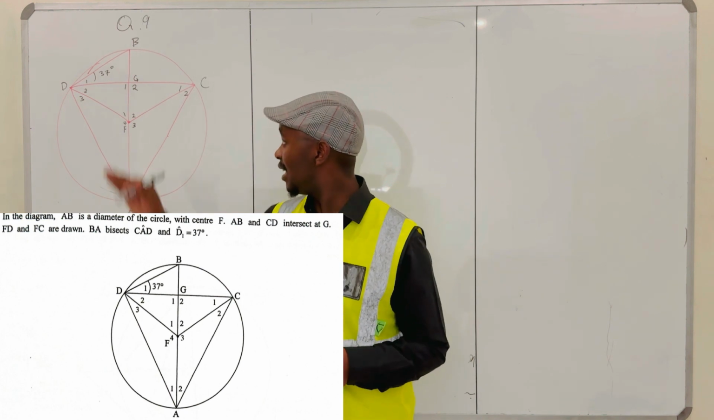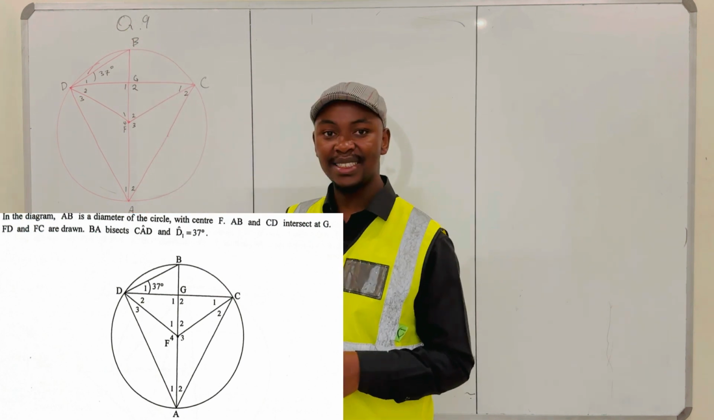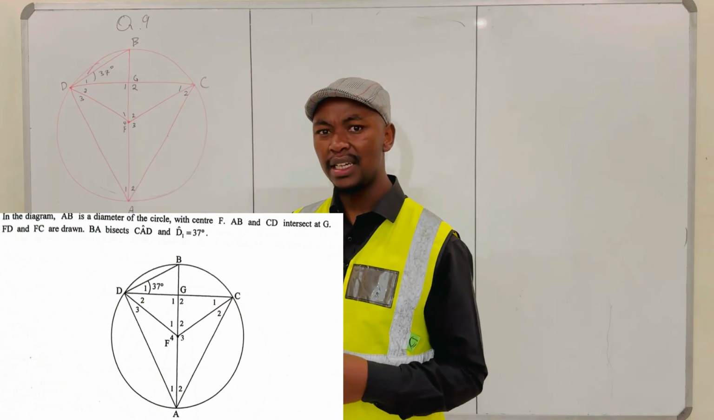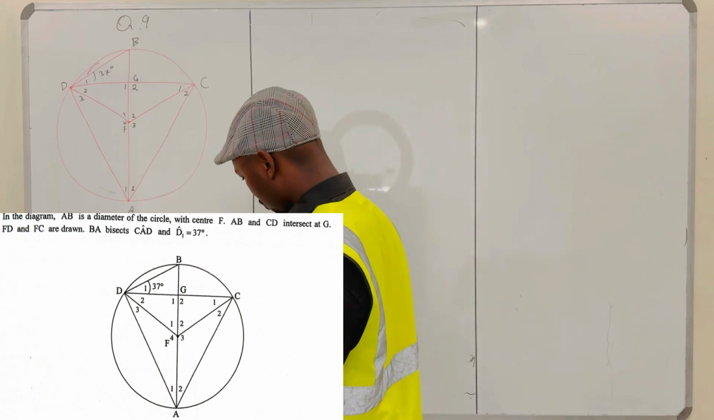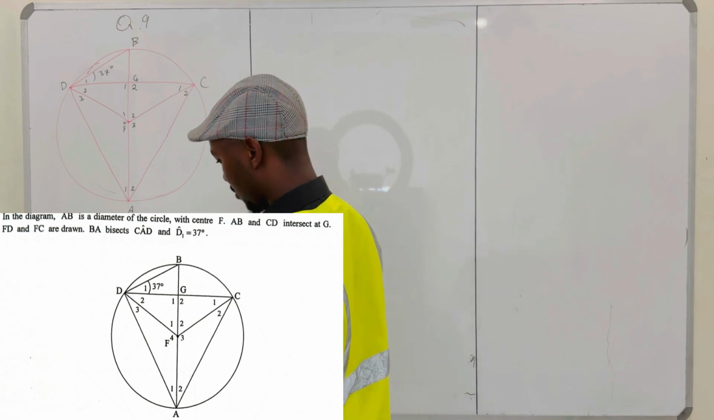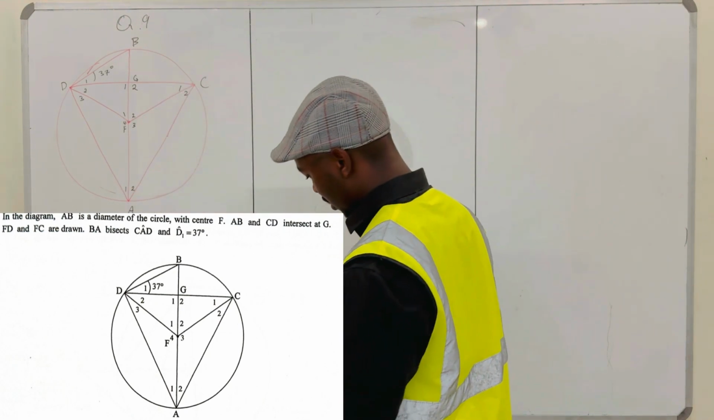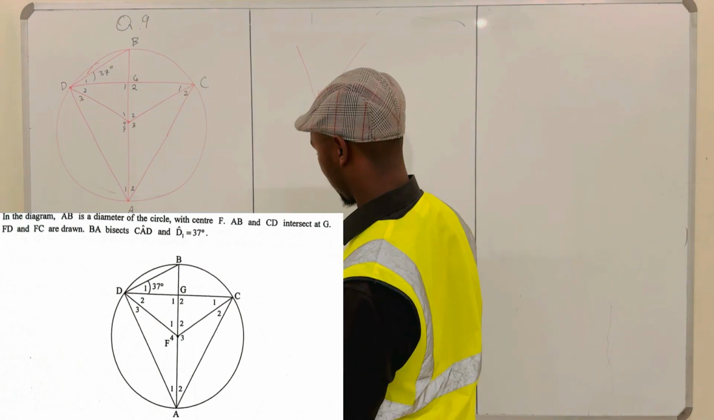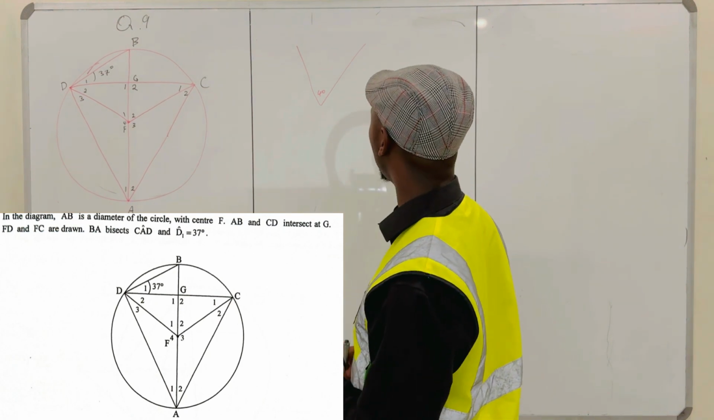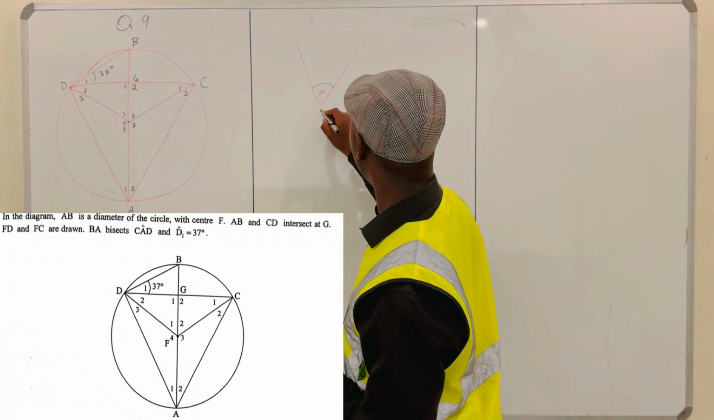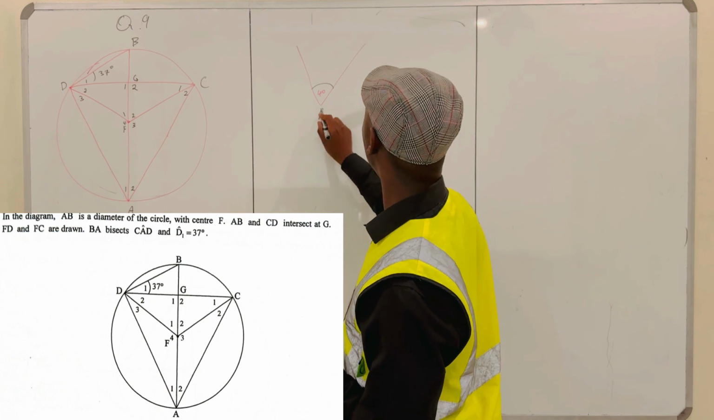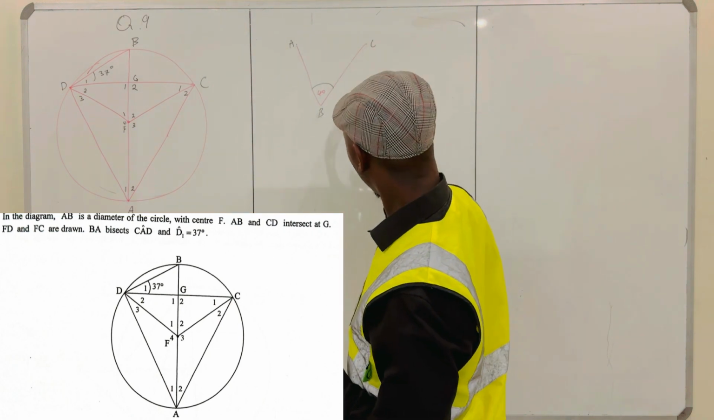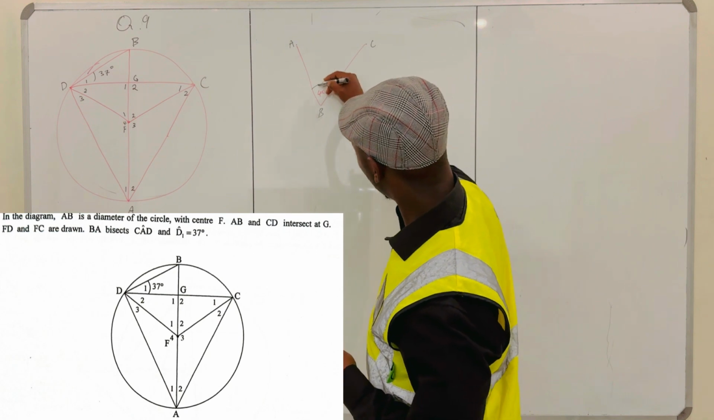The second one is that they are saying that the line BA bisects angle CAD. And what does it mean when we say something bisects an angle? So if we have an angle here, let's say it is 40 degrees. Let's say this is B, this is A, and this is C. So angle ABC is equal to 40 degrees.